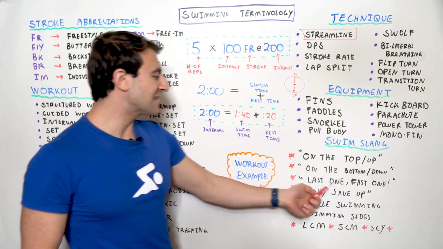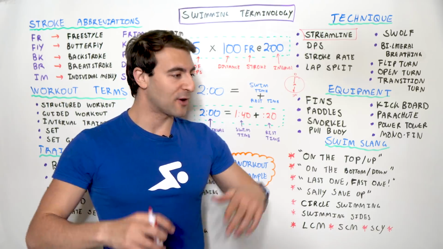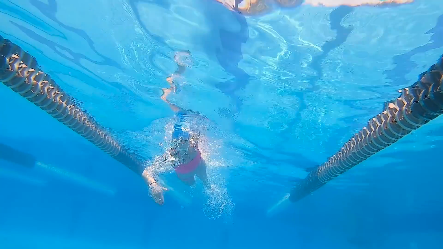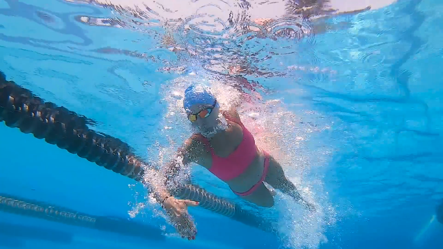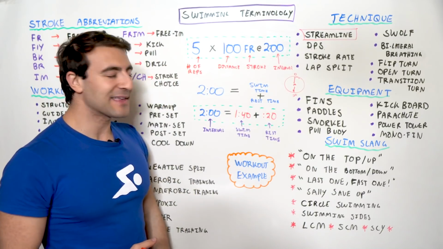Then you have last one, fast one. This means race pace. It's time to go. You're at the end of the set and you've got to give it your all. You want to feel like you can't even get out of the pool. You worked so hard. That's what we're talking about. Last one, fast one.